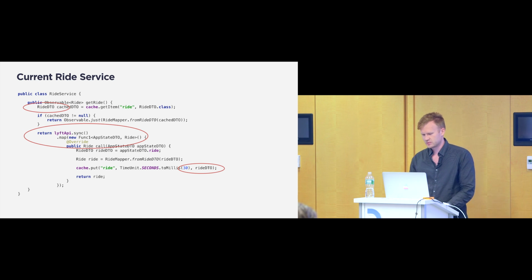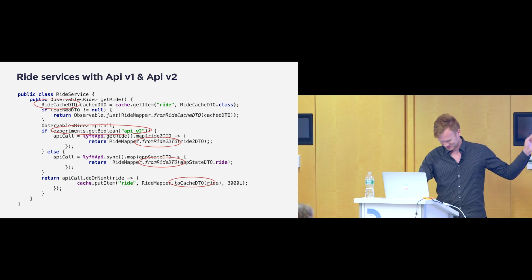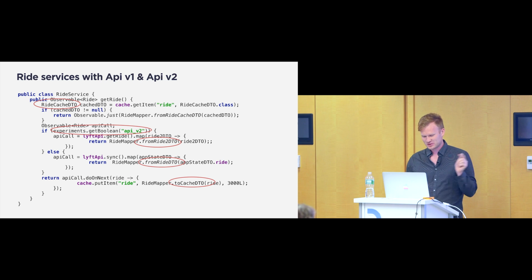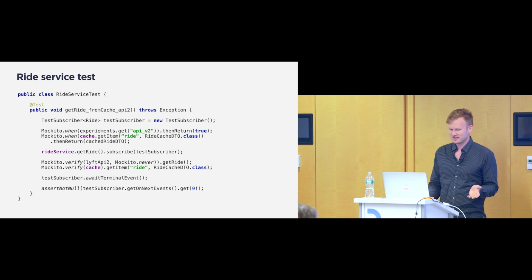In addition to that, we introduced some branching logic, depending on whether the experiment is on or off. And I think I didn't show you this part. Okay. So yeah, this is the ride cache data transfer object, the branching logic for different APIs. And again, it all can be easily tested.